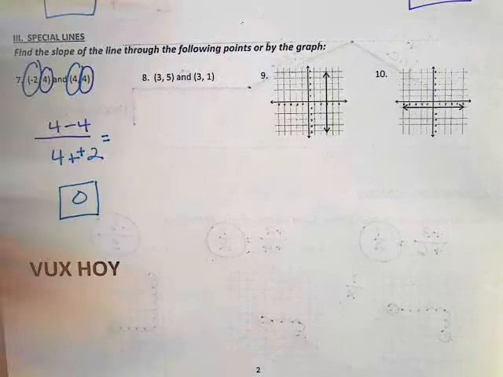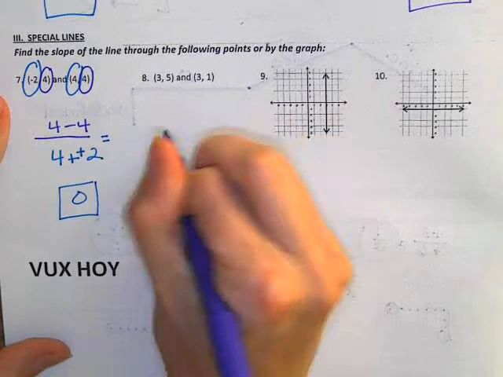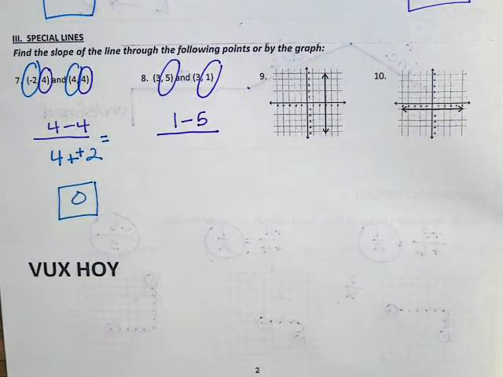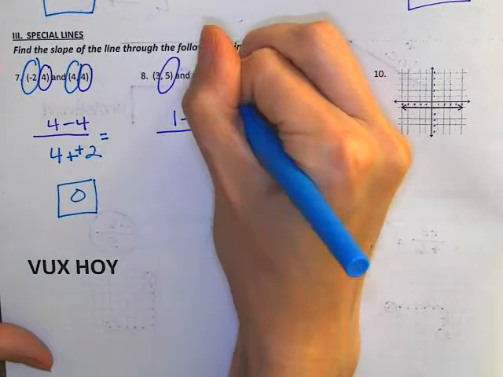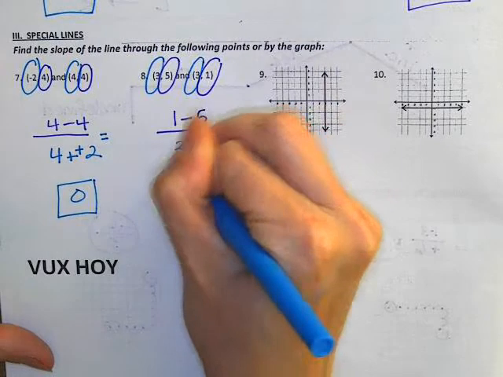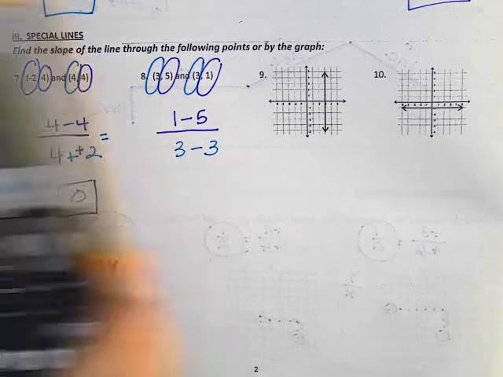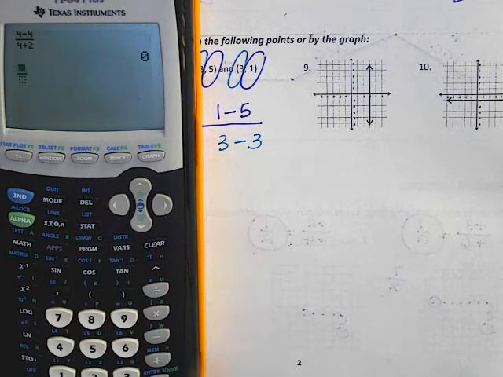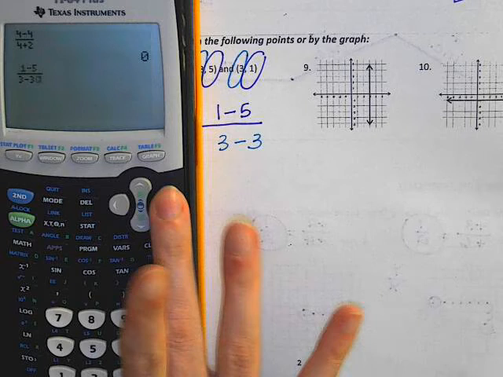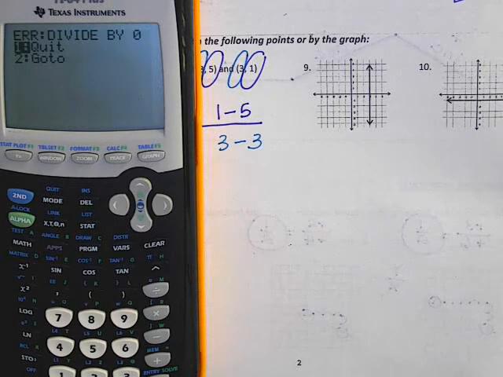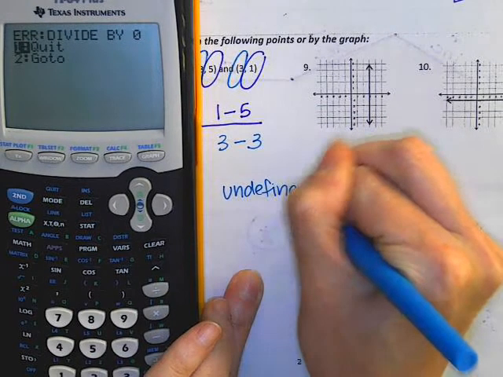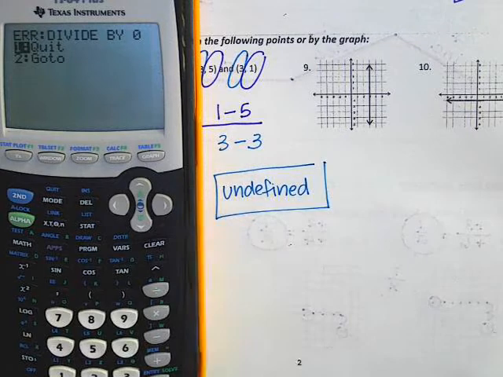But now let's do 8. All right, so in the numerator, y minus y, so 1 minus 5. And then in the denominator, 3 minus 3. And look what happens when you guys type that one in. So let's get our fraction bar. We got 1 minus 5, and then we got 3 minus 3. Now this one gets error. It says error, you can't divide by 0. When you guys see that, it's called undefined. So that one, the slope is undefined.